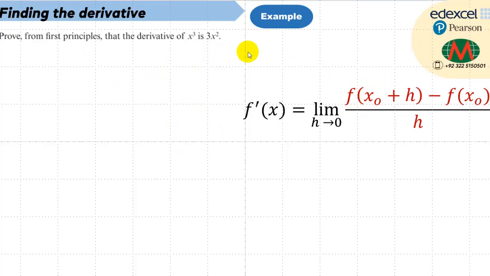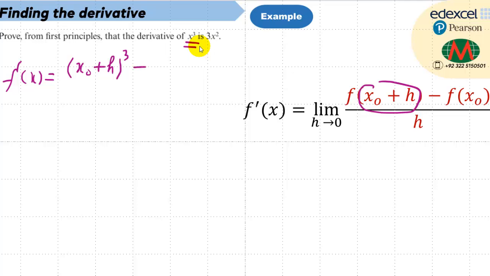So here the function f is x cube. We'll put everything in this function. F dash of x: we put in the function this point, x naught plus h. What is the function? X cube. So we'll put x naught plus h whole cube, then minus f of x naught. We'll put x naught in the function, and the function is x cube, so x naught whole cube, divided by h. So we have used the expression formula here.